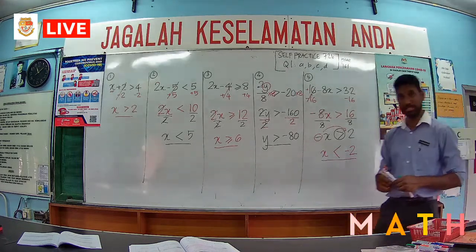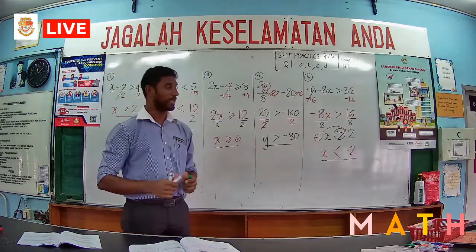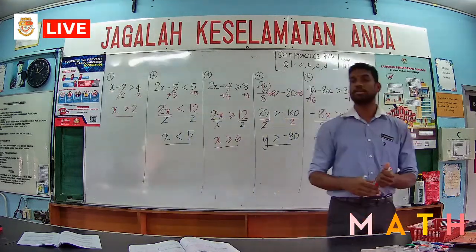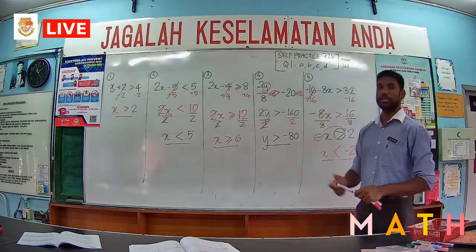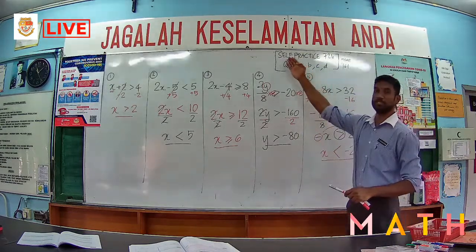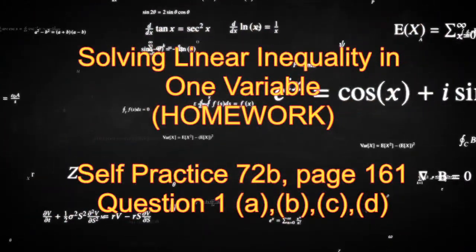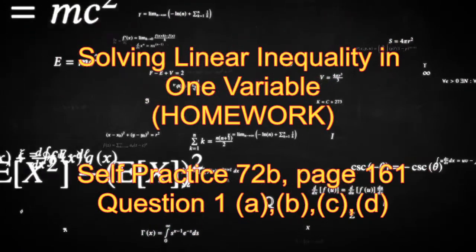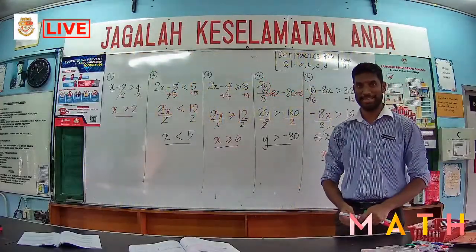So you can check your answers now. You should get all the answers correct, guys. Okay, very good. For your self practice now, you can use your textbook. Refer to this exercise, Self practice 7.2b, question number 1. You just answer part A, B, C, and D on page 161. That will be your homework later.